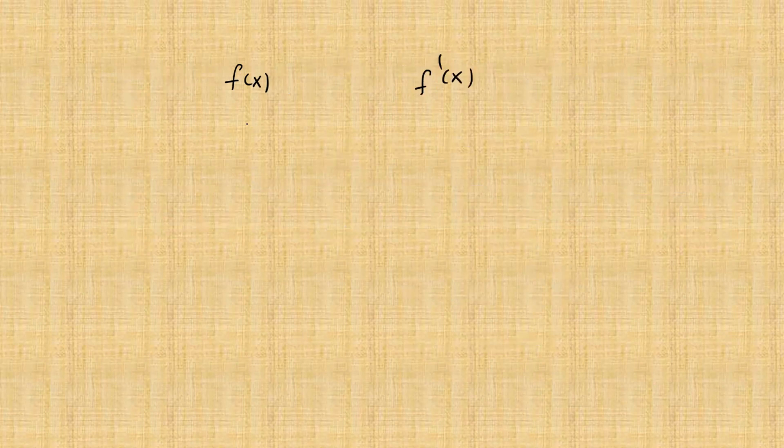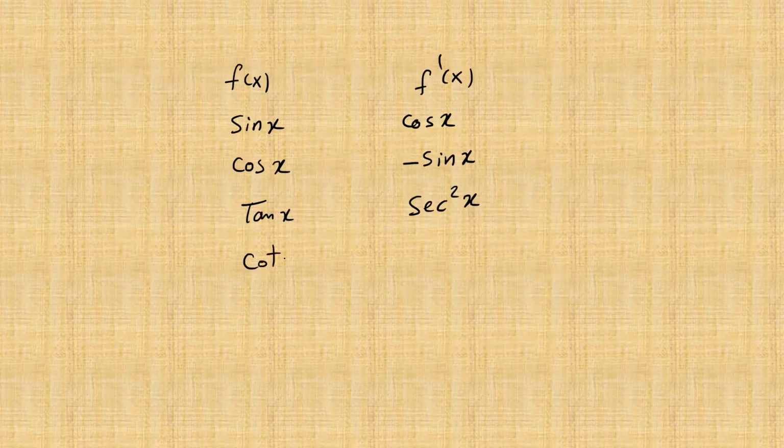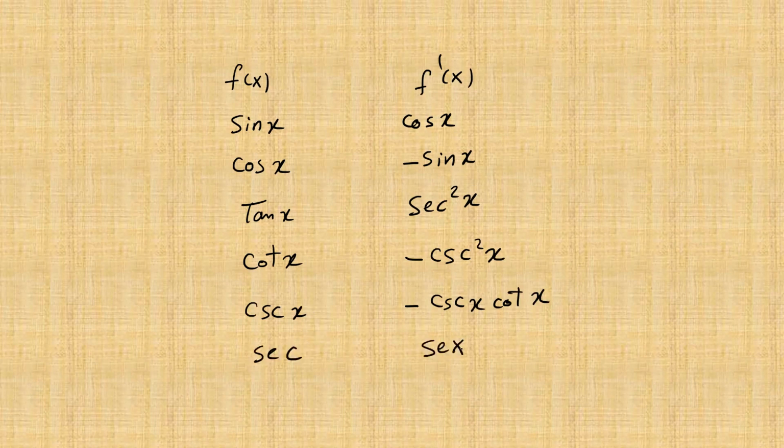So in general now, these are the derivatives of some important functions of x. The derivative of sine x is cosine x, derivative of cosine x is negative sine x, derivative of tan x is secant squared x, derivative of cot x is negative cosecant squared x, the derivative of cosecant x is negative cosecant x cot x, and finally the derivative of sec x is secant x tan x. These are the derivatives of sine x, cosine x, tan x and their reciprocals.